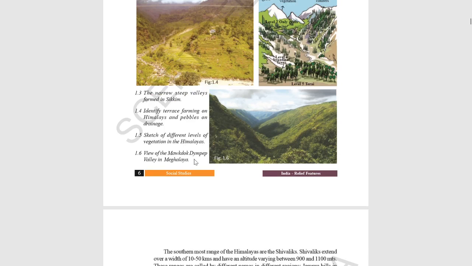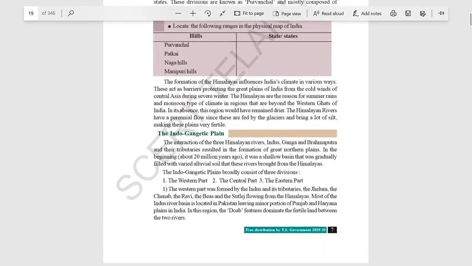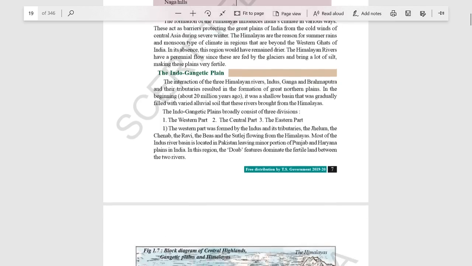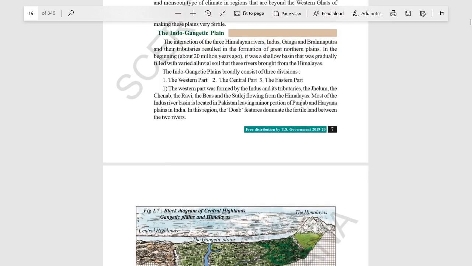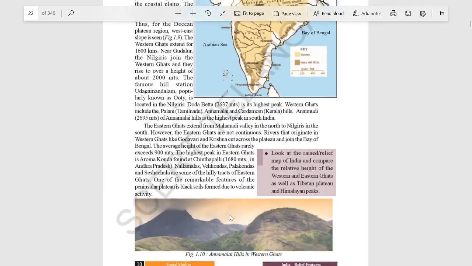View of the Madok Daimpep Valley in Meghalaya. This one. Hills: Purvanchal, Patkai, Naga Hills, Manipuri Hills. I have a map on these, so you can locate all these hills and the state in which they are located. You can see the western part, central part, eastern parts. Let me show you. And the peninsular plateau also we have covered.